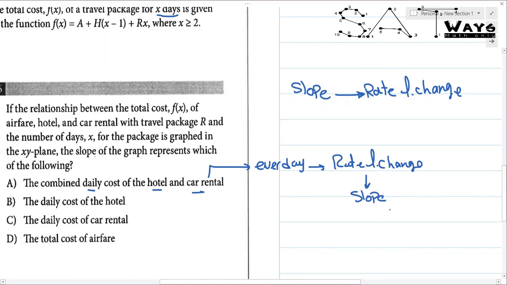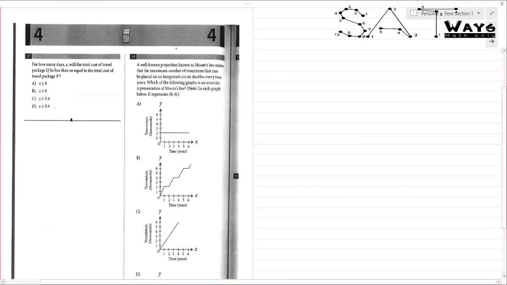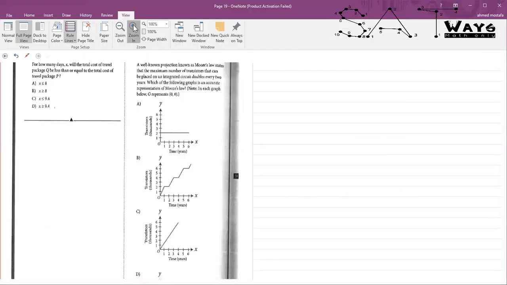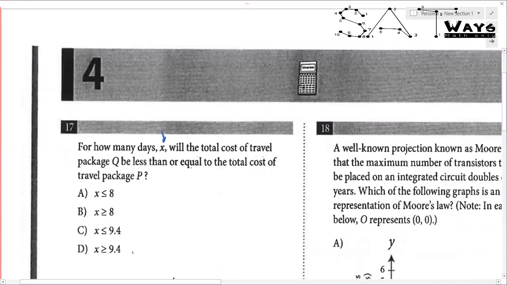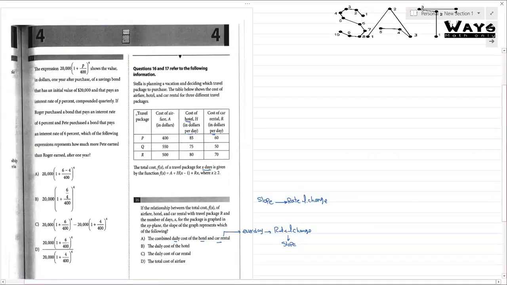All right, number 17 for the same header. Here he's saying, how many days x? He's asking about x. Will the total cost of travel package Q be less than or equal to the total cost of package P? All right, Q less than P. Let's go back. Q less than P.